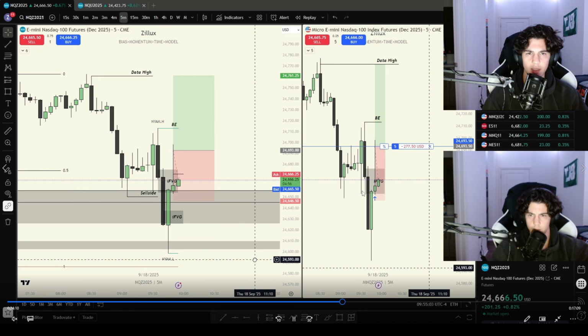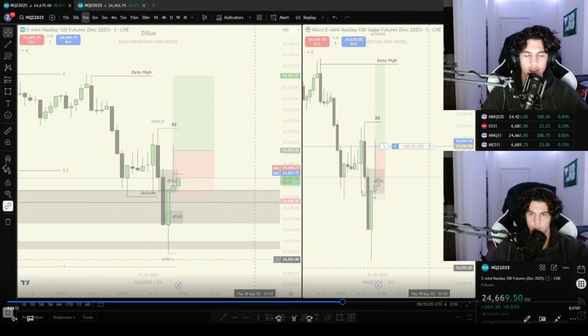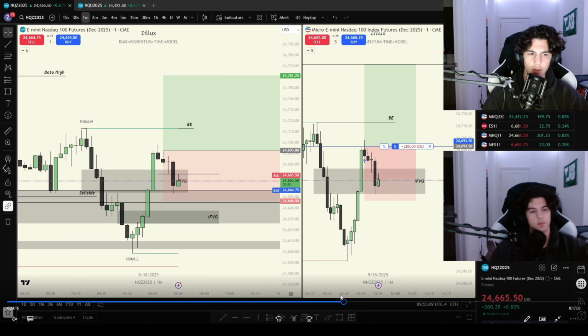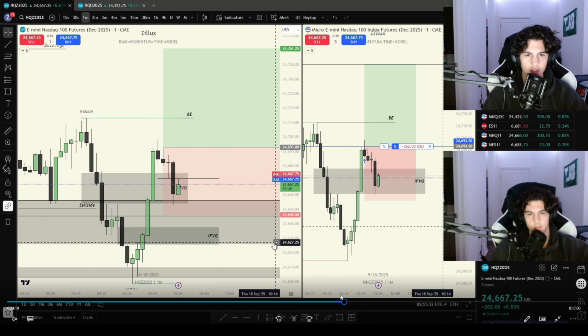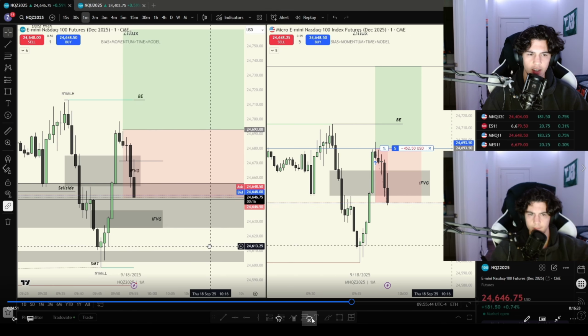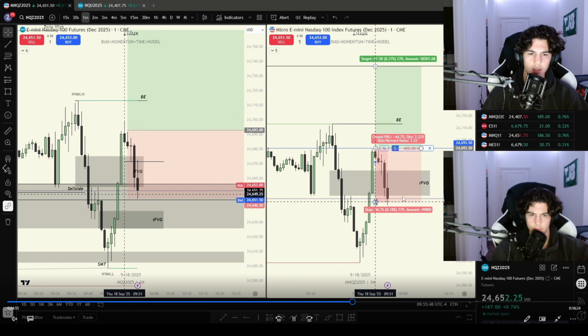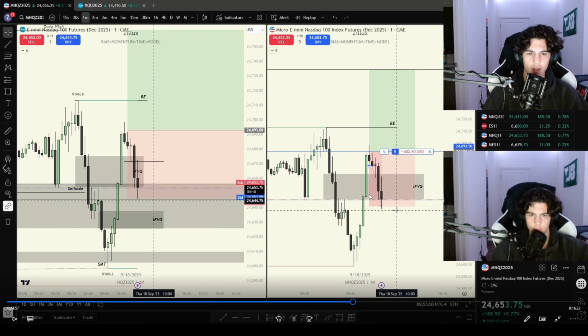But from a probability side of things, waiting for the 5 minute to close probably would have been the best idea. So let's keep watching here. We end up in a lot of drawdown, and typically you should close the position if we do close below the fair value gap that we inverted.